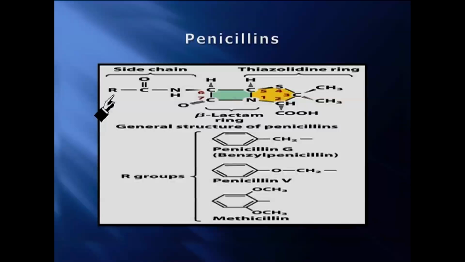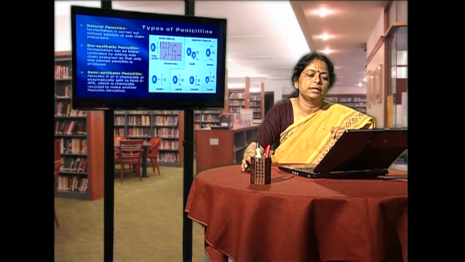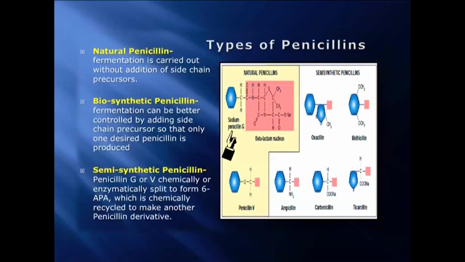The substitution of this R group which is at the side chain brings about different molecules of penicillins. For example, we can have penicillin G, we can have penicillin V, we can have methicillins or different other types of penicillin. Basically, penicillins are of three types. One is natural penicillin, the biosynthetic penicillin, and semi-synthetic penicillin. The natural penicillins are the one which is naturally produced by the microorganism. That means we are not dictating the microorganism to produce a compound. The microorganism produces it naturally without addition of any precursor or without addition of any side chain precursor, and that is a natural penicillin. The example is, here you can see the natural penicillin example is penicillin G.